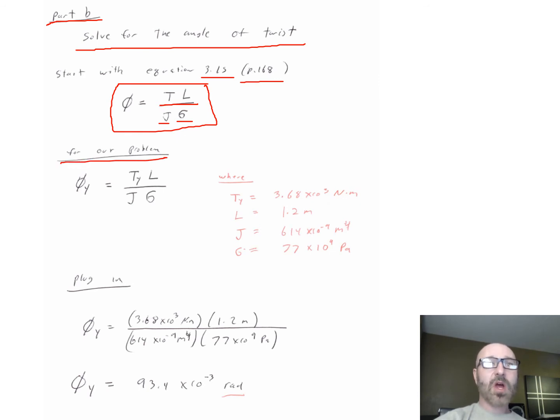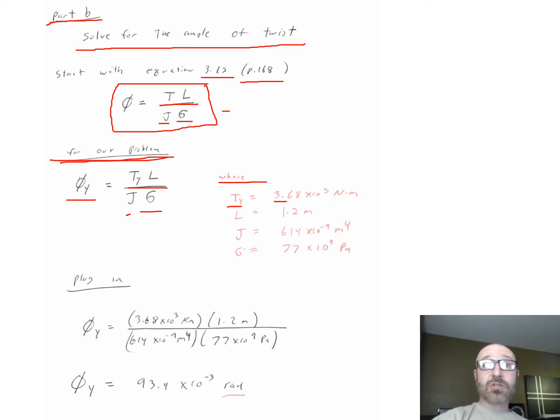For our problem here, we want to solve for our T sub Y, and this is going to be our T sub Y there, our L, our J, and our G. So again, we start with our general equation, tweak it slightly for our problem we're solving for, and then go back to our setup page and everything else we solved for. Well, I have a value for T sub Y.